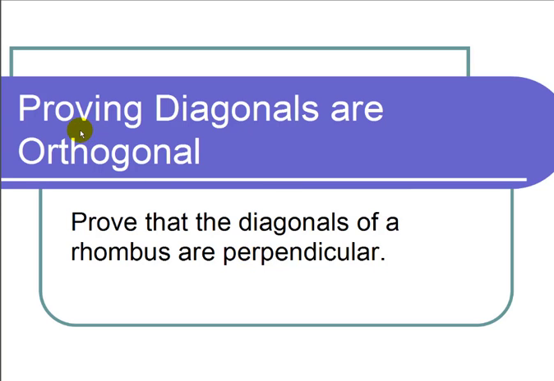This is a video on proving diagonals are orthogonal. The question states, prove that the diagonals of a rhombus are perpendicular. The key to this proof is to sketch the diagram.